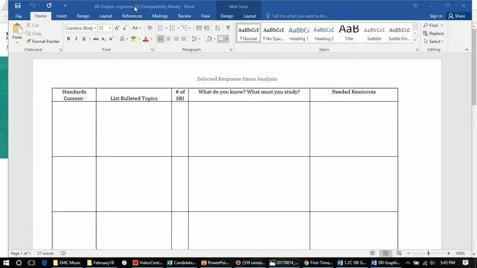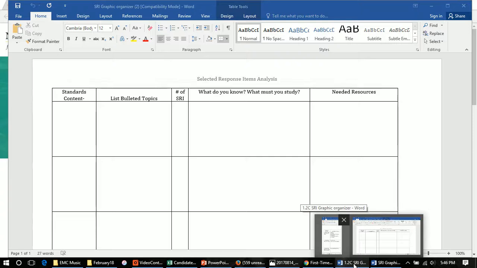I'm going to show you how to fill out this selected response items graphic organizer that you can find on the link on page 1.2b of your Canvas course. In order to fill this out, you need to have 2 pages up. You need to have a standards page up and your component 1 page up.